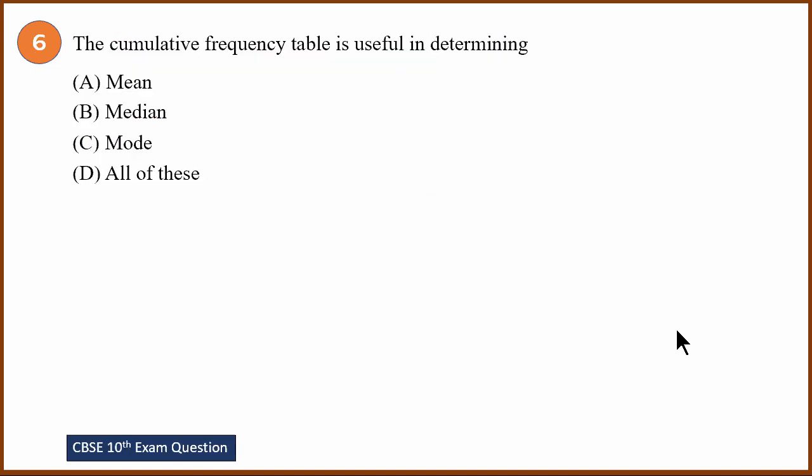Next, cumulative frequency question. The cumulative frequency table is useful in determining. Now, cumulative frequency is useful in determining median. For mean, we can't use cumulative frequency table directly. For mode, we just find the class which has maximum frequency. The answer to this question is median. Median is the answer.